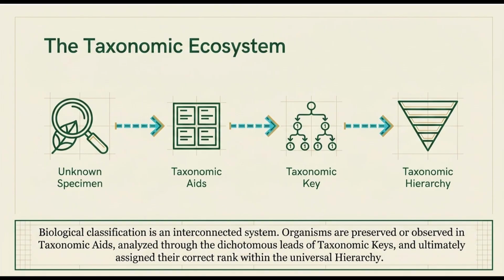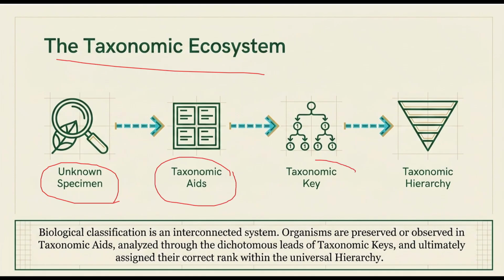So this is a taxonomic ecosystem. Okay, we'll have an unknown specimen. We'll use the taxonomic aids and we'll use the taxonomic key and we will find the taxonomic hierarchy. Okay. This is how, whenever we find a new animal or species, etc., we will arrange them in the proper categories. So biological classification is an interconnected system, right? Organisms are preserved or observed in taxonomic aids, analyzed through dichotomous leads of taxonomic keys, and ultimately assigned their correct rank within the universal hierarchy.